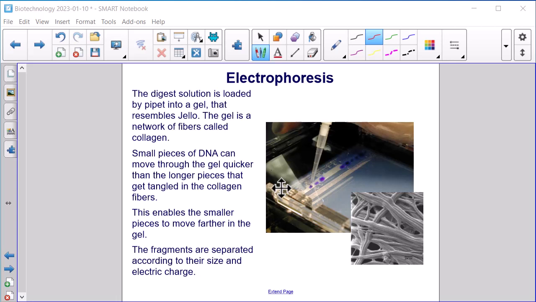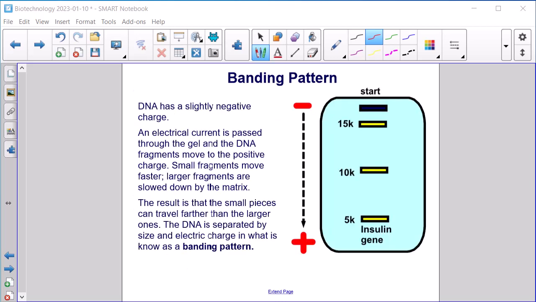Small pieces of DNA can move through the gel quicker than the longer pieces that get tangled in the collagen fibers. This enables the smaller pieces to move farther in the gel. The fragments are separated according to their size and electric charge. DNA has a slightly negative charge. An electrical current is passed through the gel and the DNA fragments move to the positive charge.